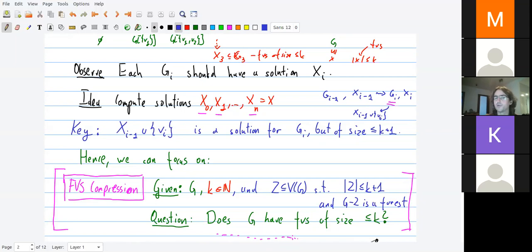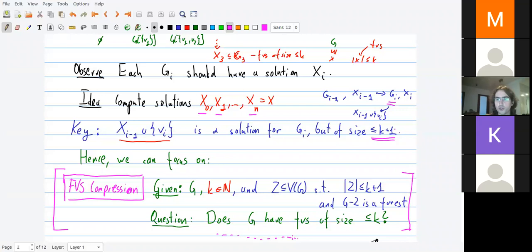Because by removing vi from Gi, I get G(i-1). And by removing the previous solution, we get a forest by assumption, because this was a solution for the previous step. So this set, the previous solution plus the new vertex, is always a solution for the next graph, but it is a slightly too large solution. Because the previous solution was of size at most k, by adding one more vertex, I get a solution that is slightly too large.